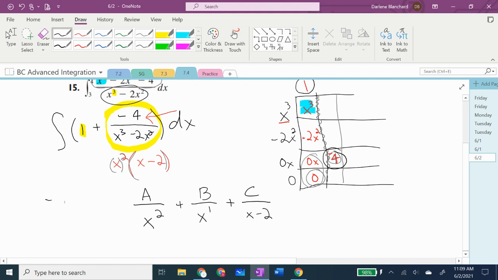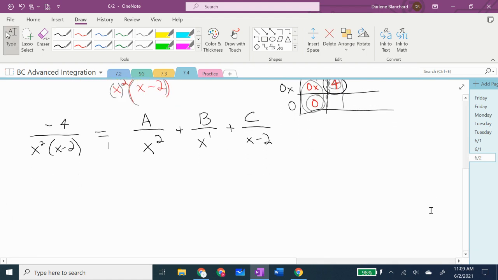The negative 4 divided by the factored x squared times x minus 2 must be equal to this ABC fraction format. Now, multiply by the denominator. The left side is -4. The right side, A needs to multiply by x minus 2. B needs to multiply by x and x minus 2. And C needs to multiply by x squared.